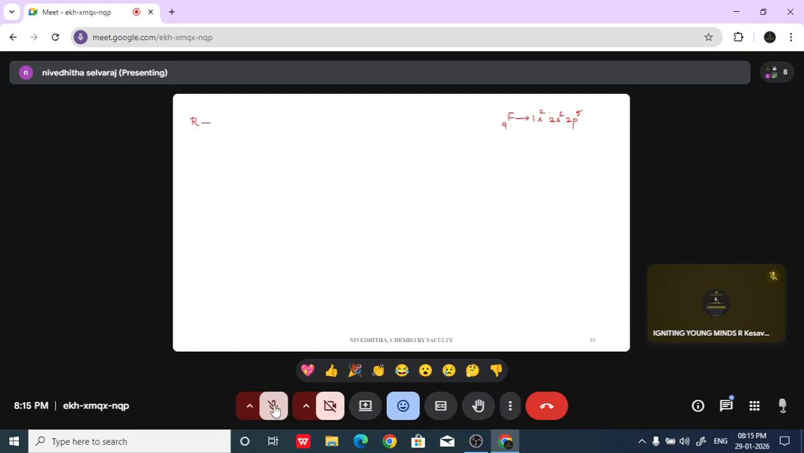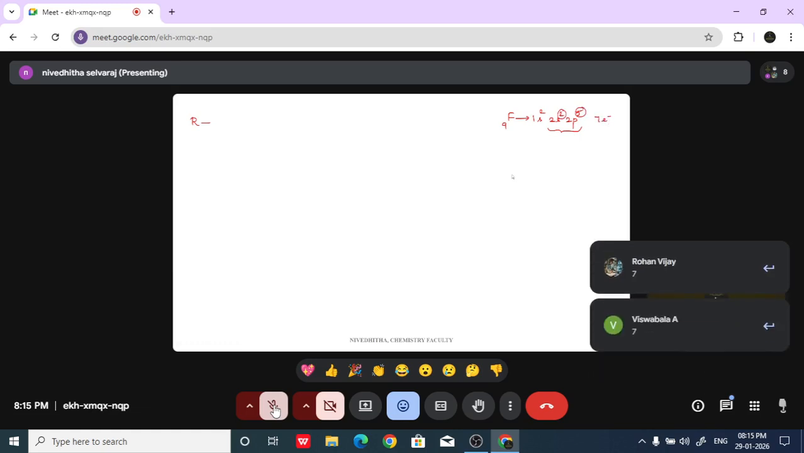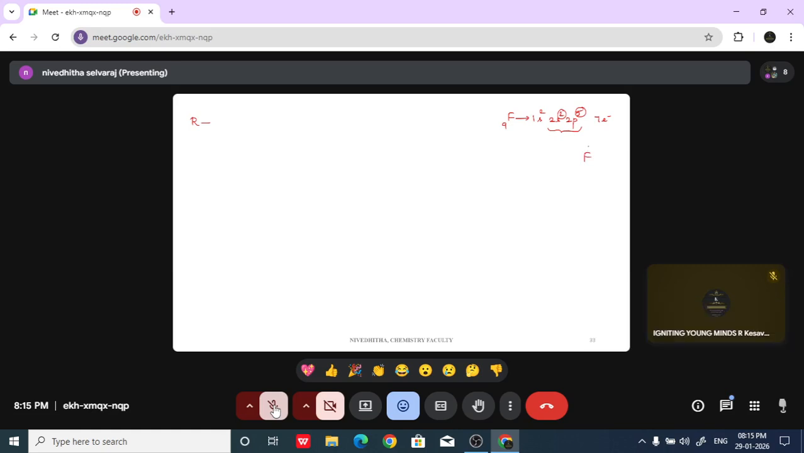So the valence shell is the second shell. In the second shell, how many electrons do we have? 5 plus 2, 7 electrons. So I'm going to distribute the 7 electrons around fluorine. I can start from anywhere. I'm going to start from here. 1, 2, 3, 4, 5, 6, 7.